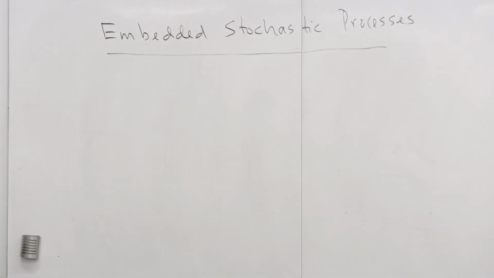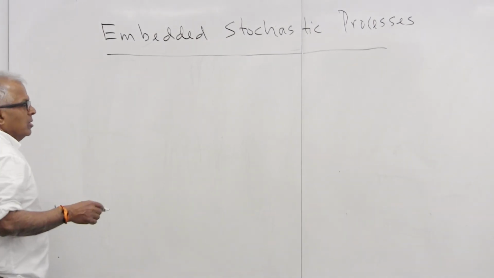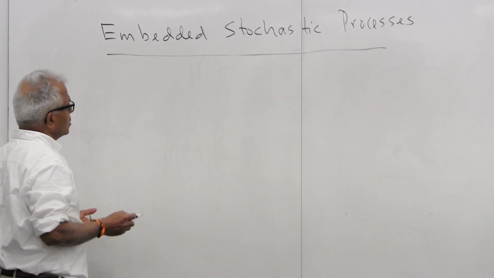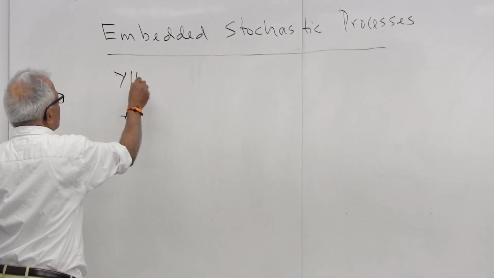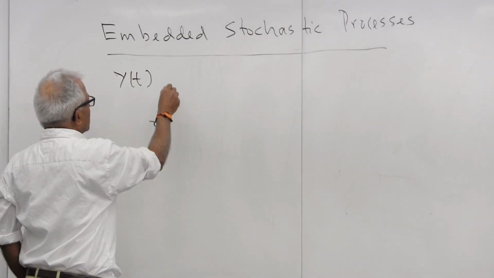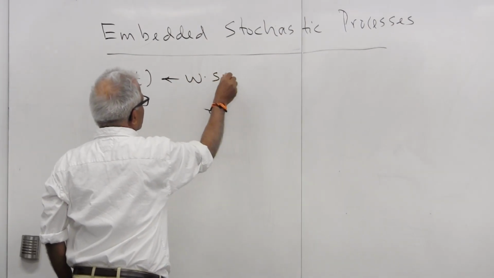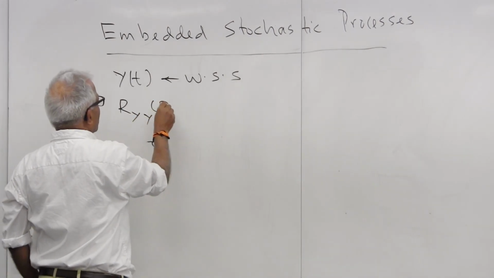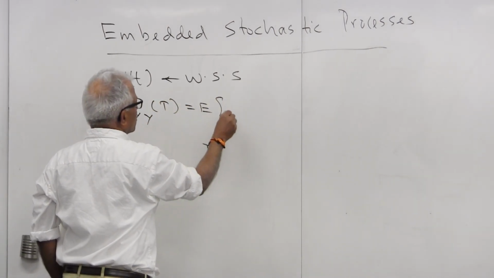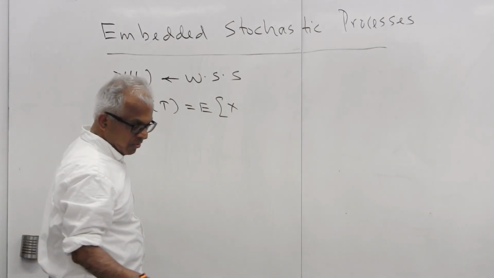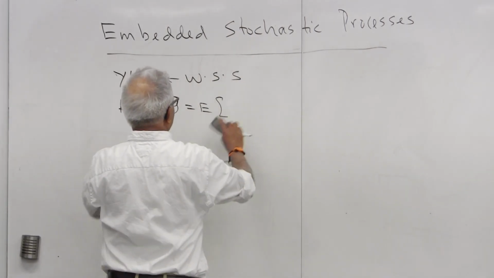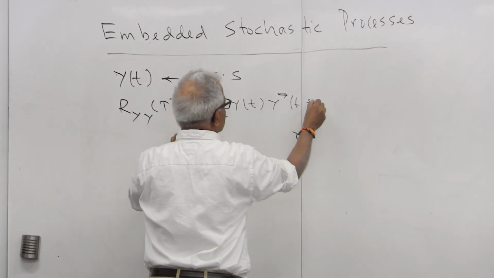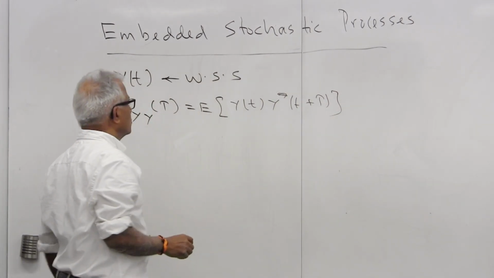Embedded stochastic processes is about concealing one process within the other. So let's say you have a process y of t. Let's say it is wide-sense stationary. That means it's well-behaved: R_YY(tau) is the expected value of y of t times y star of t plus tau. So t2 minus t1 is R_YY of tau.